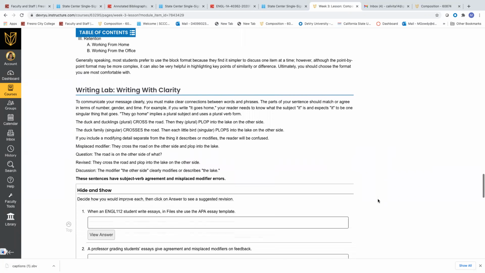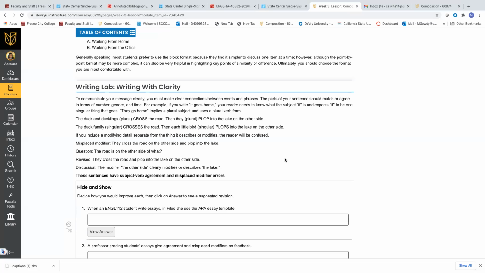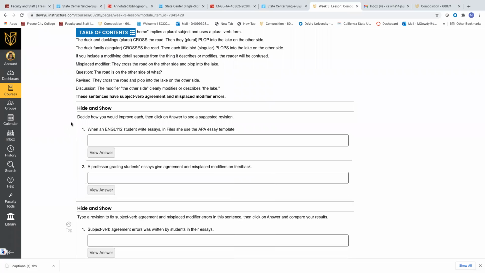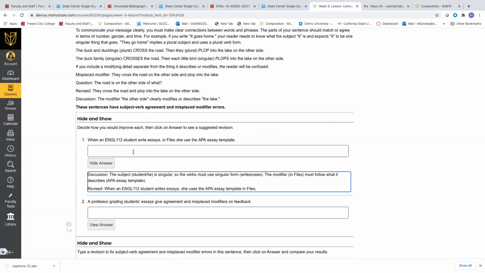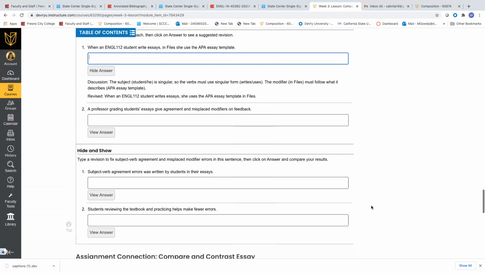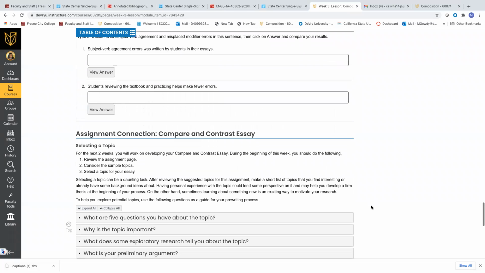Now here we have a little assignment from the writing lab, and it helps you work with clarity. So go ahead and read this little information and make sure that all your T's are crossed and all your I's are dotted. That's basically what it's telling you. It's telling you if you're using a plural form, to make sure that you use a plural verb. Make your subject and your verb agree. So read this little writing lab experience, and then you can go ahead and do the little hide and show exercise and view the answer to see if you have answered it correctly. So these are some little exercises for you to do.